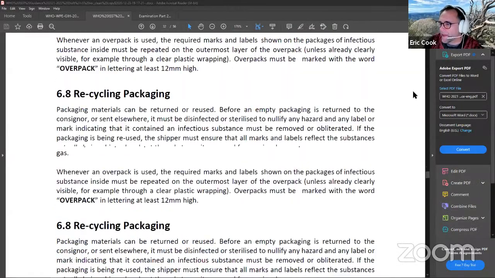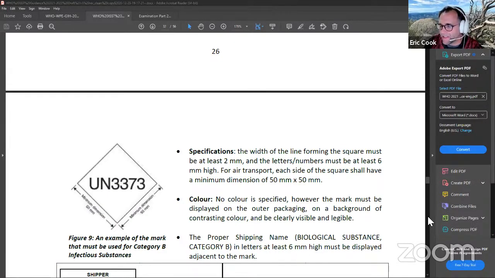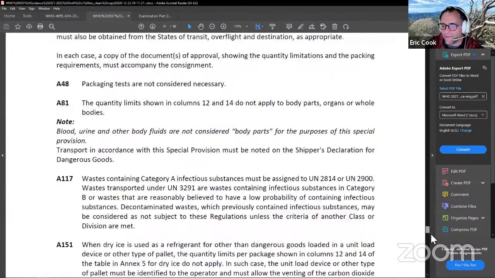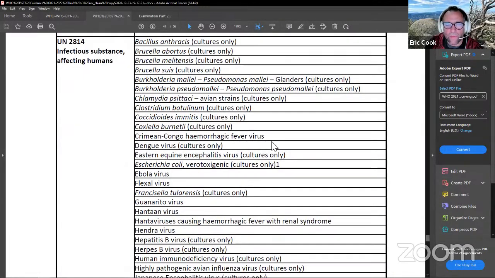If we go back and look at that list of agents, this is found on page 40. If we turn to page 40, right at the top of the list we have Bacillus anthracis. But notice it has the words cultures only. Because this is a patient specimen, it is not a culture. So cultures only are category A. Patient specimens with Bacillus anthracis would be category B. And so the correct answer for this would be category B.